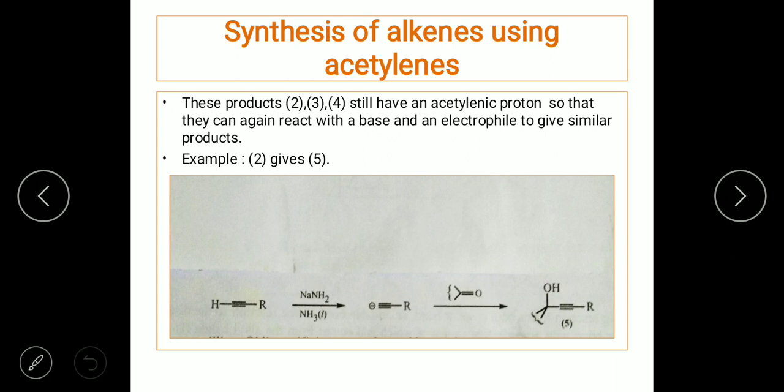When you look at product 2, you can see there is another hydrogen, an acidic proton, and this can again react with sodamide to generate an anion of this kind. This can further react with ketones, alkyl halides, or epoxides. Once it reacts with a ketone, it gives a product with the formation of a hydroxyl group, an alcohol group.